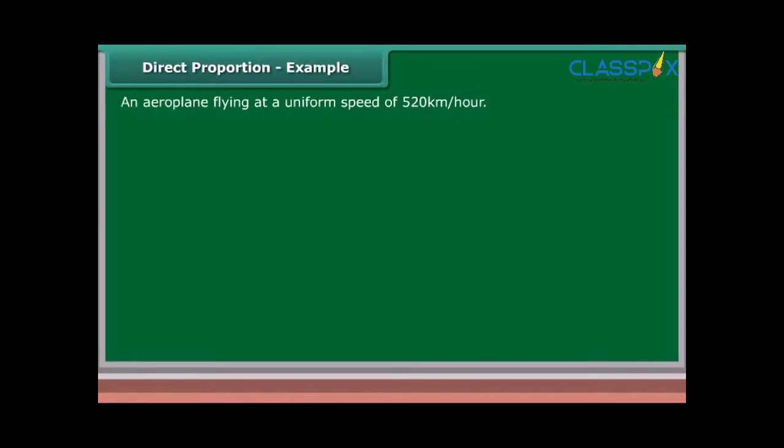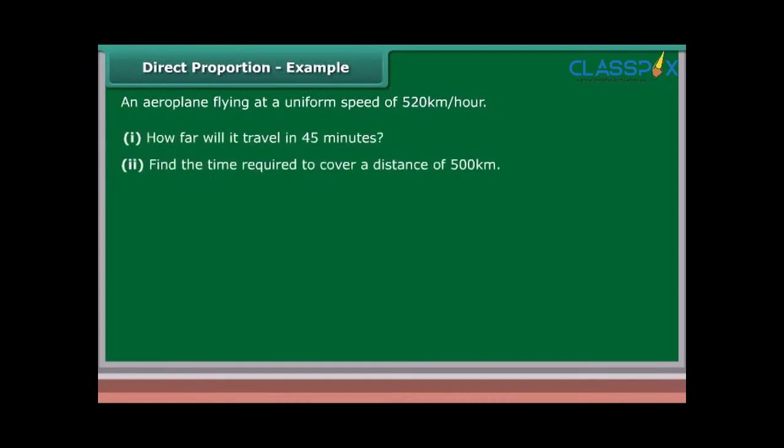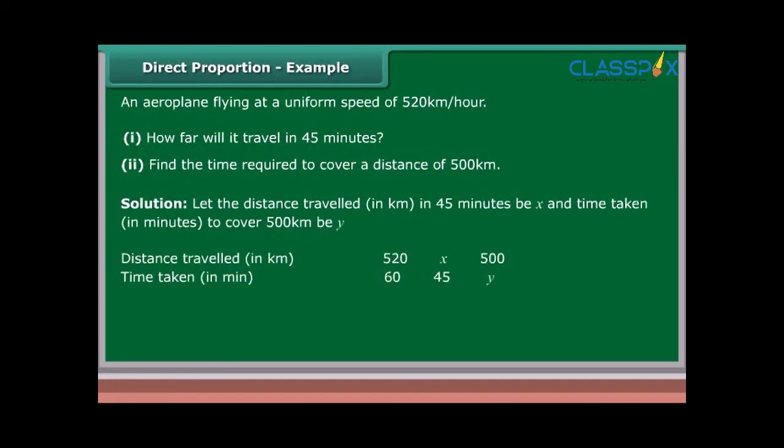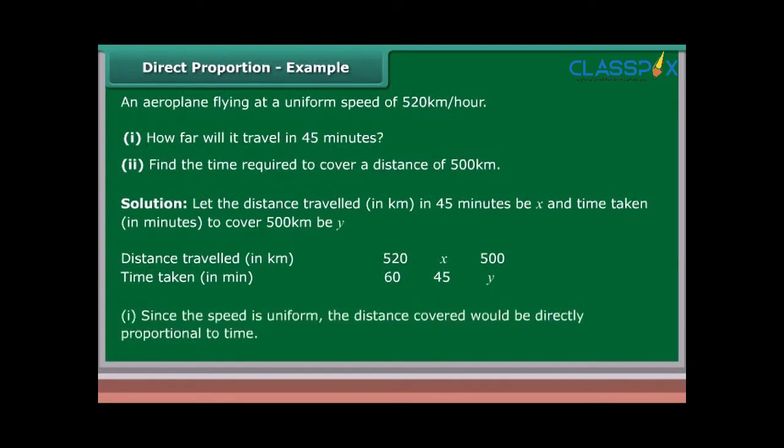Example: an airplane flying at a uniform speed of 520 km per hour. How far will it travel in 45 minutes? Also find the time required to cover a distance of 500 kilometers. Solution: let the distance travelled in kilometers in 45 minutes be x and time taken in minutes to cover 500 kilometers be y. Since the speed is uniform, the distance covered would be directly proportional to time.